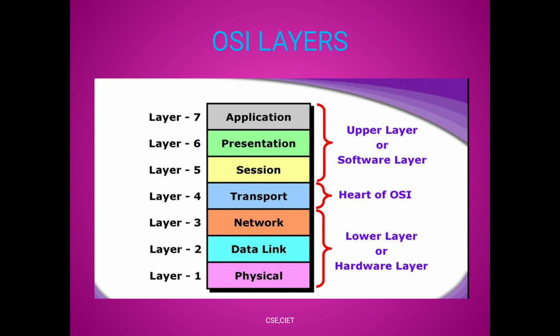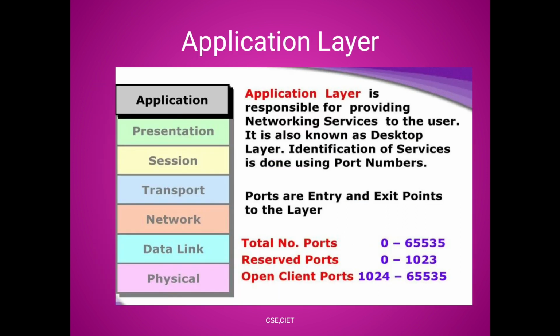Now let us discuss the topmost layer, the application layer. The application layer provides network services directly to user applications such as a web browser, email client, and Windows Explorer, etc. This layer is said to be the closest to the user. The application layer is mainly responsible for providing networking services to the user. It is also known as the desktop layer.